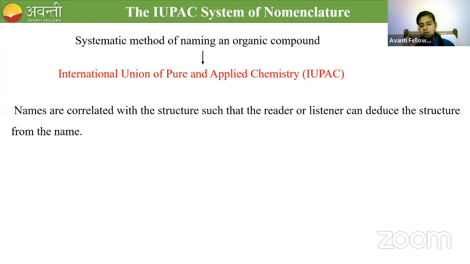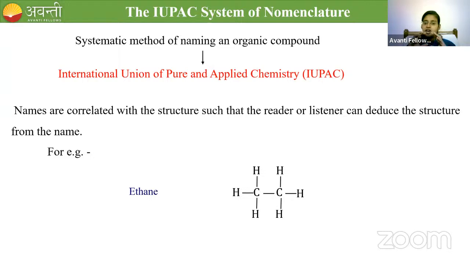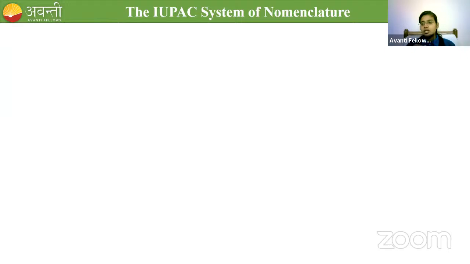Now, for example, let me take one compound. Here I have taken ethane, C2H6. Since this compound has two carbons, it is called ETH, and those two carbons are attached with a single bond, so it is ending with ANE. So it is ethane, which is an alkane. Now let's go for the rules.